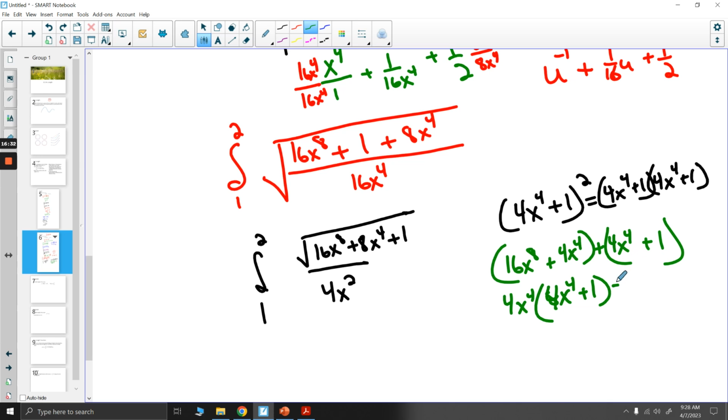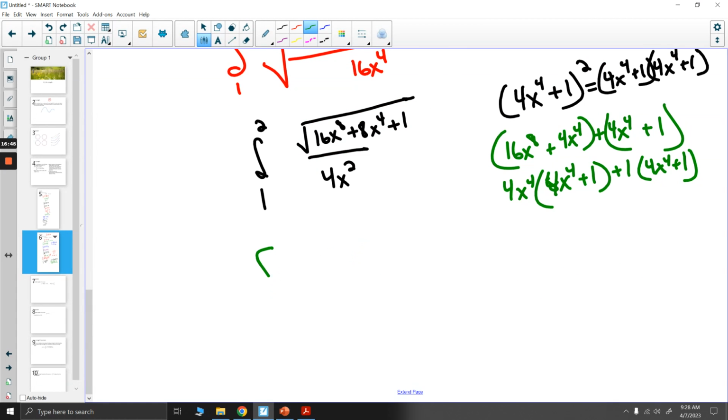And here they don't have anything in common, so we say a plus 1, 4x to the fourth plus 1. They both have a 4x to the fourth plus 1. We factor it out and leave behind 4x to the fourth plus 1. So it's a 4x to the fourth plus 1 squared. So that's what we have here.